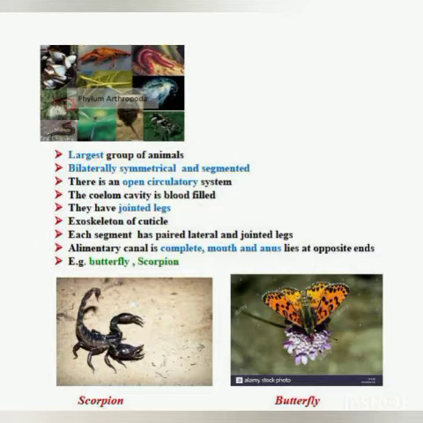Alimentary canal is complete. Complete means it has a mouth and an anus on opposite ends. Here the examples are butterfly and scorpion.